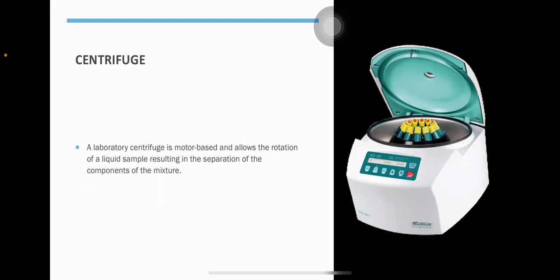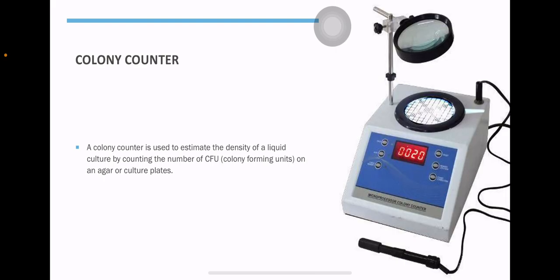Next, we have the centrifuge. It separates components of liquid based on density by spinning them rapidly. In microbiology, we use centrifuges to concentrate bacteria, sediment, yeast, or prepare specimens for culture and staining. Next, we have your colony counter. It is used to count the number of colony forming units, or CFUs, on plates. This is essential for urine cultures, quantitative cultures, and determining bacterial load.